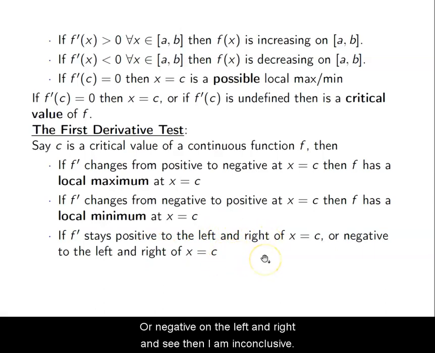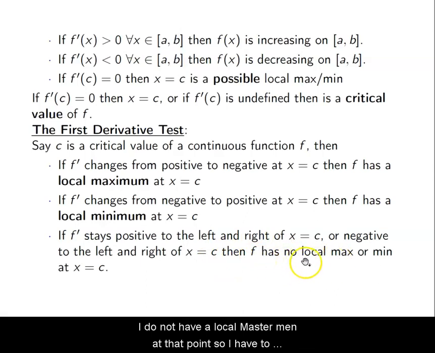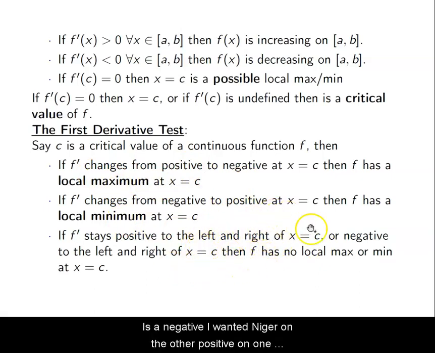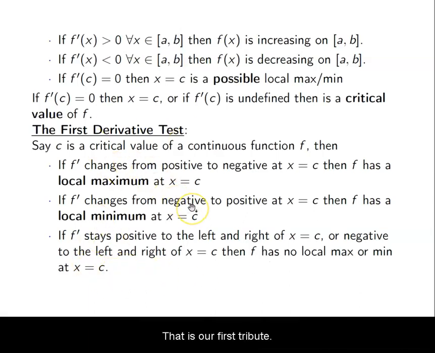If I stay positive on the left and on the right of c, or negative on the left and right of c, then I am inconclusive. I do not have a local max or min at that point. So I have to change signs. Depending on how I change signs determines whether or not I have a local max or min. If I don't change signs from the left to the right, I stay negative on one and negative on the other, or positive on one and positive on the other, when I'm looking at the derivative, then there is no local max or min at that critical value. So that is our first derivative test.